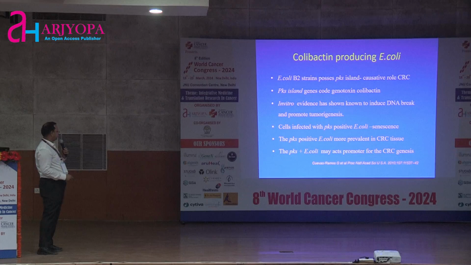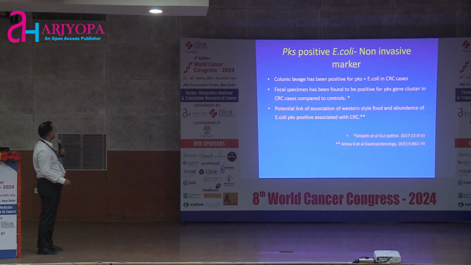and promote tumorigenesis. Several studies have shown that E. coli producing colibactin, as well as PKS positive E. coli, can act as a promoter for CRC genesis. Studies have found colonic lavage to be positive for PKS E. coli, and fecal specimens have been found to be positive for the PKS gene cluster.